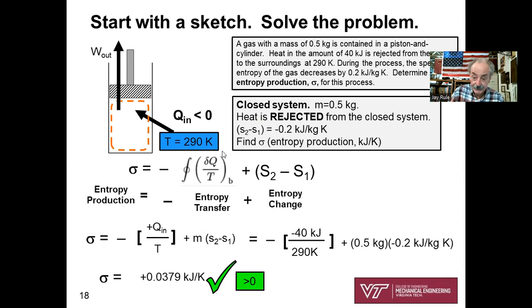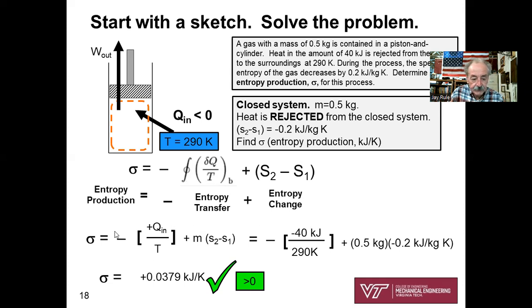All right, there's my expression. Entropy production for a closed system: minus the integral of del Q over T across the boundary. Okay, that's where I'm going to have to be very careful. Del Q in is a negative number. All right, plus the entropy change, capital S2 minus capital S1. All right, now we're going to start putting in numbers. Here's my entropy transfer term plus Qn over T.